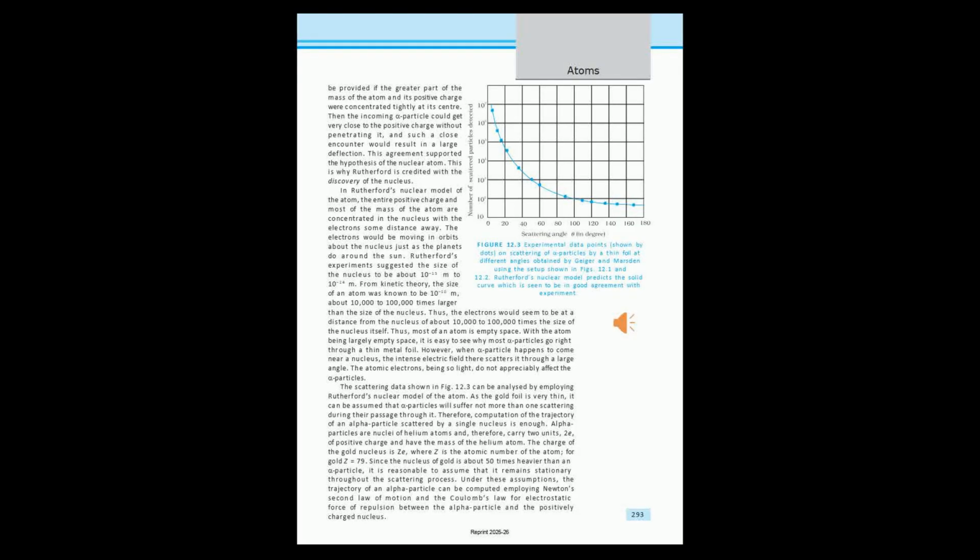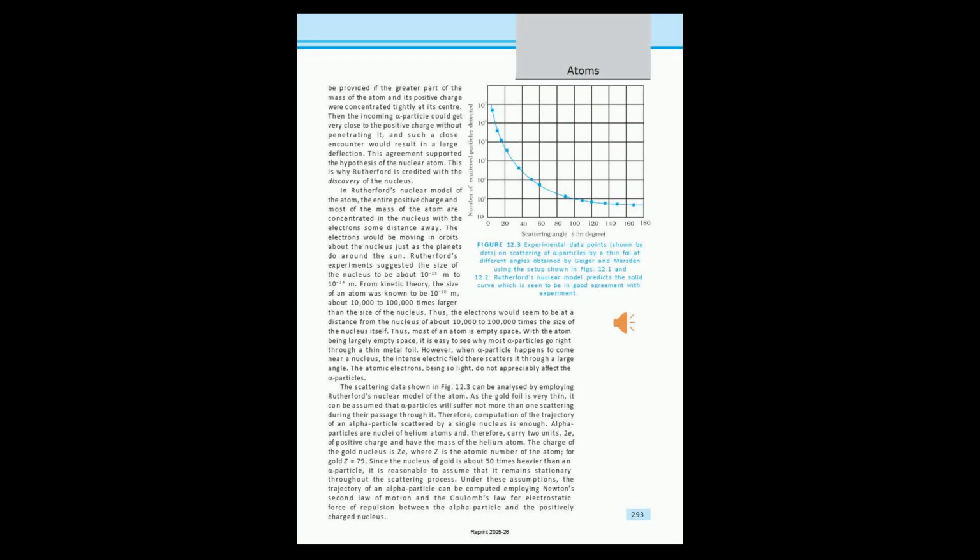Thus, the electrons would seem to be at a distance from the nucleus of about 10,000 to 100,000 times the size of the nucleus itself. Thus, most of an atom is empty space. With the atom being largely empty space, it is easy to see why most alpha particles go right through a thin metal foil. However, when an alpha particle happens to come near a nucleus, the intense electric field there scatters it through a large angle. The atomic electrons, being so light, do not appreciably affect the alpha particles.